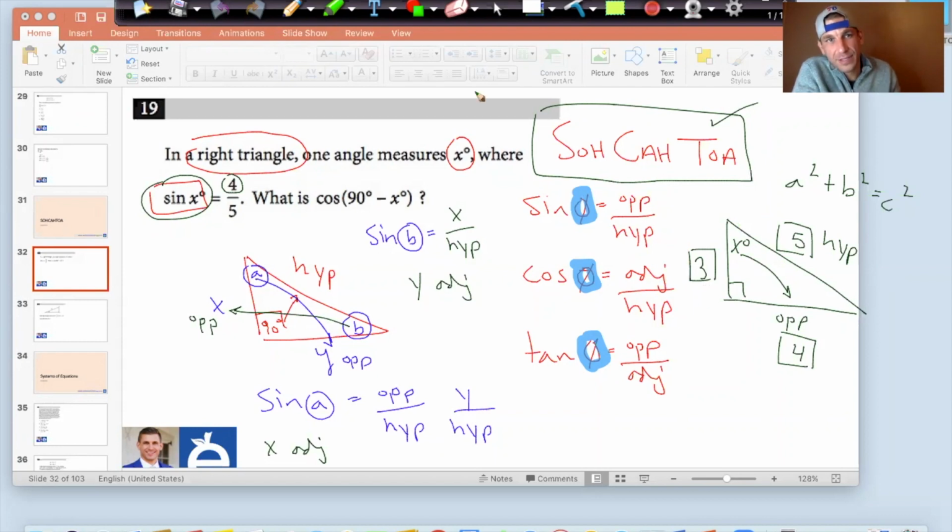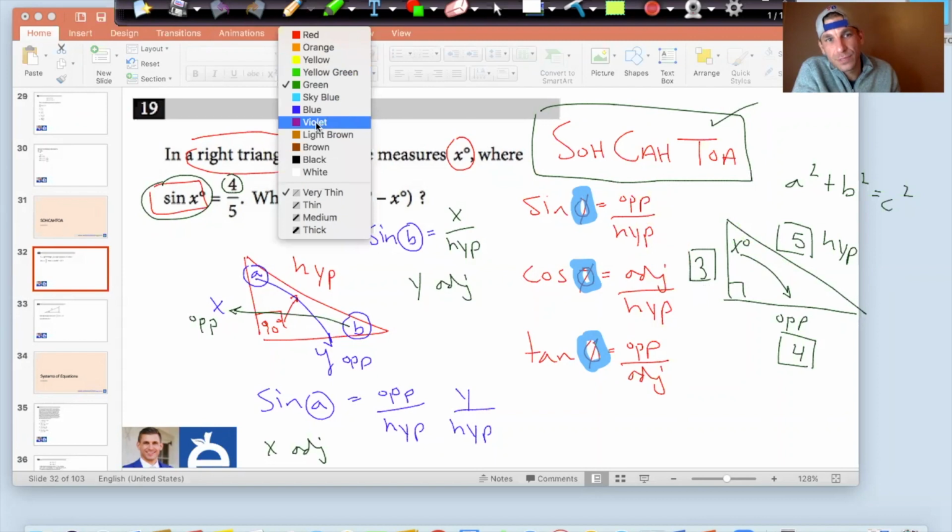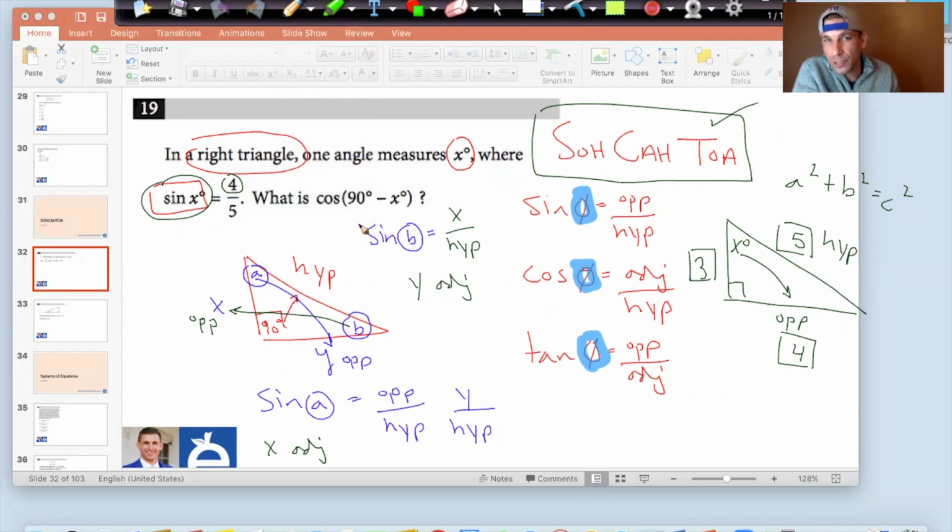Here's my X. Here's what they're asking you, and this is what makes the problem harder conceptually. It says, what is the cosine of 90 minus X? Well, in every triangle, there are only 3 angles. There's an X, there's 90 degrees, and then there's the other angle. So the question is asking you, what is the cosine if you remove the 90 and if you remove the X?